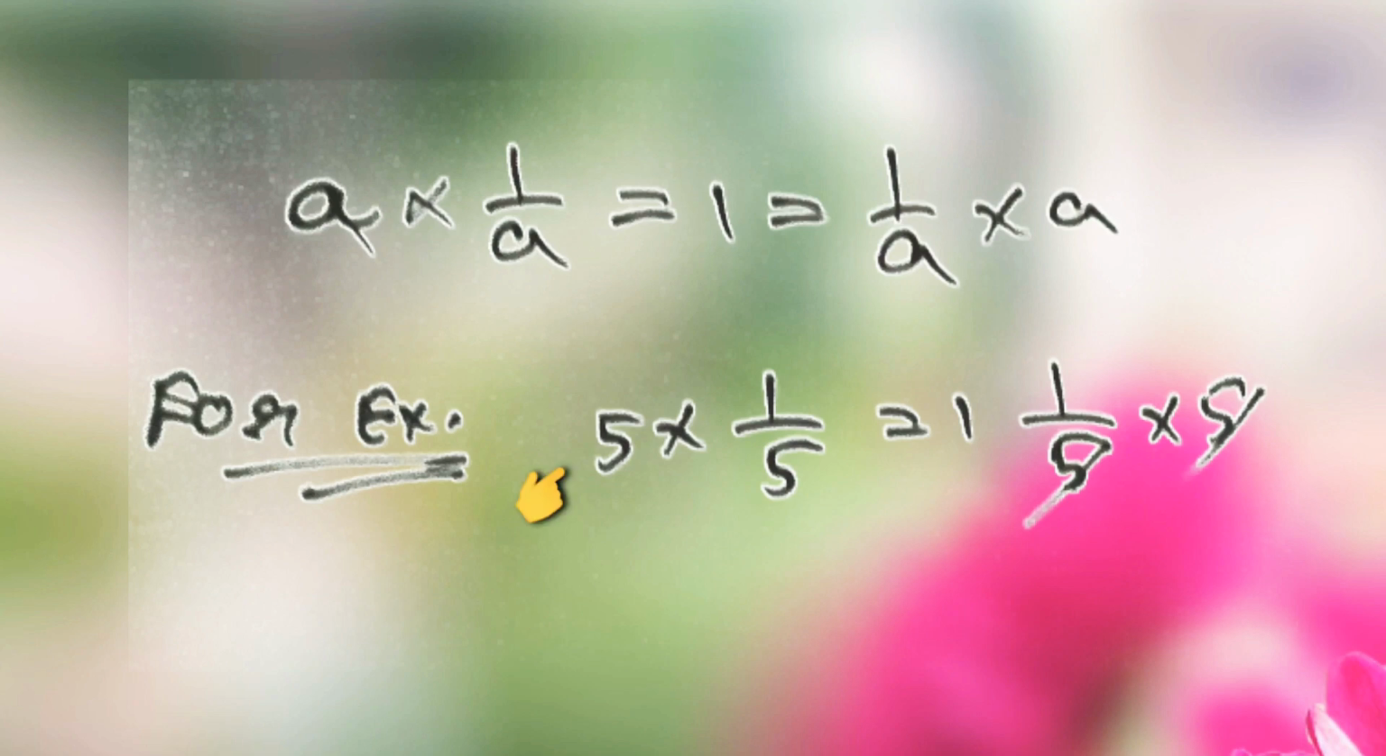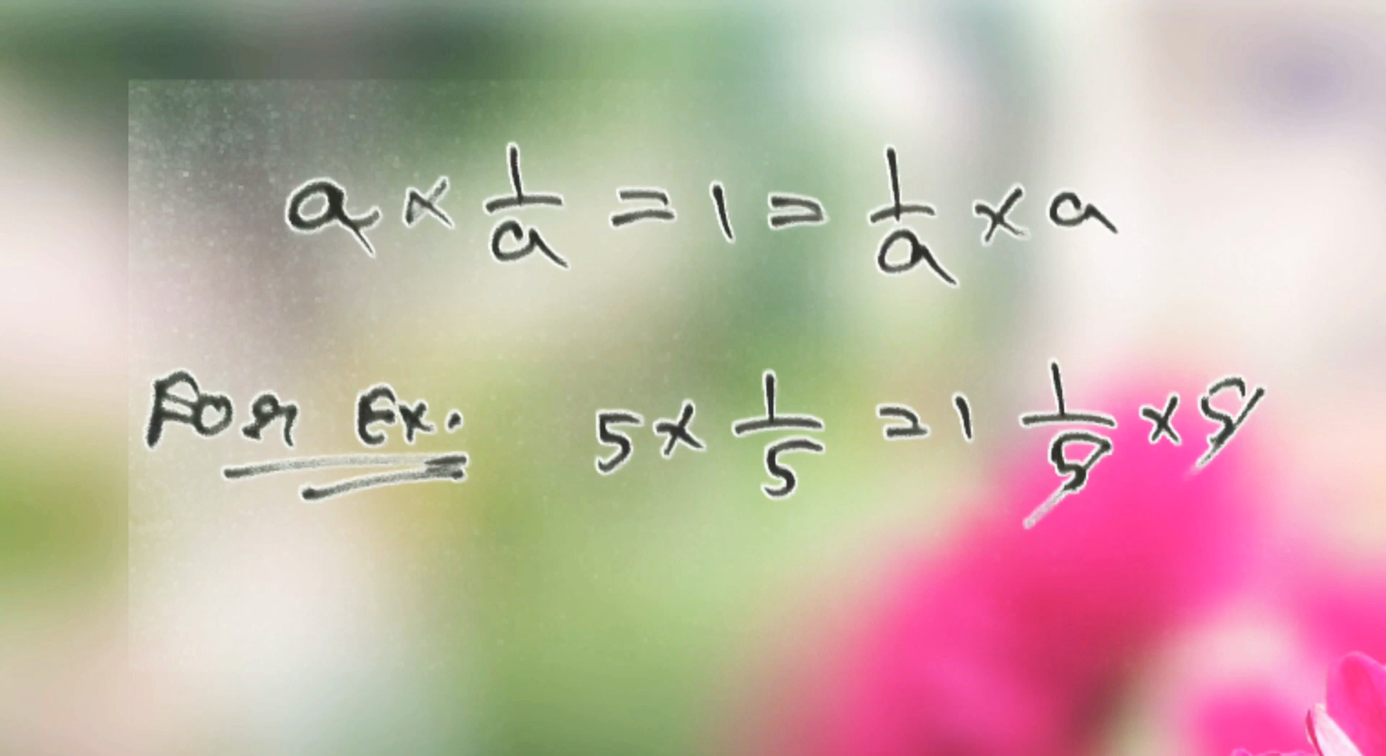For example, you have taken an integer 5 and their reciprocal will be 1 by 5. So product will be 1. And similarly, if you have taken a reciprocal, that will be 1 by 5 and multiply it with 5. So 5 cancel out with 5, you will get the 1.